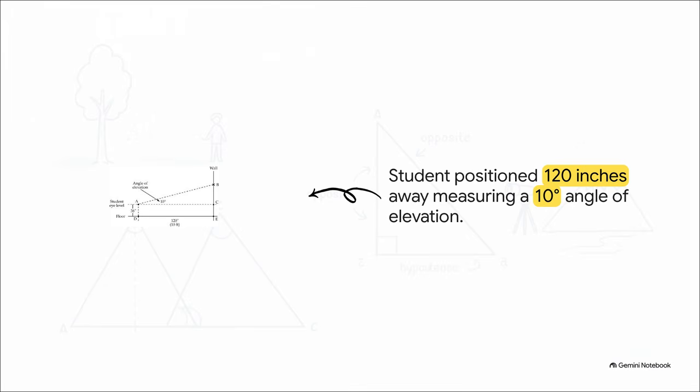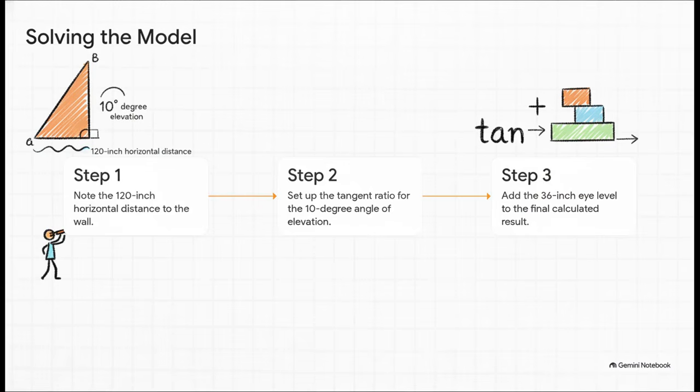From this seated position, you look through the clinometer straw at a specific point high up on the wall, determining that your angle of elevation is exactly 10 degrees. Notice how this physical setup perfectly creates an invisible right triangle in the air between your eye, the wall, and the exact point you're looking at. To solve this indirect measurement model, we're going to guide ourselves logically through three very precise steps. Step 1. We explicitly note our horizontal distance to the wall, which acts as the 120-inch base of our triangle.